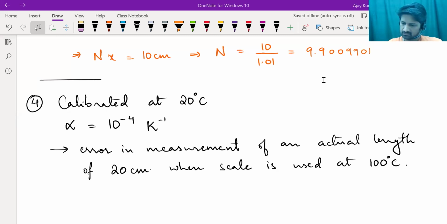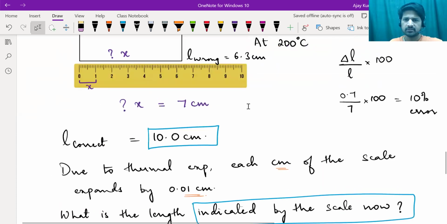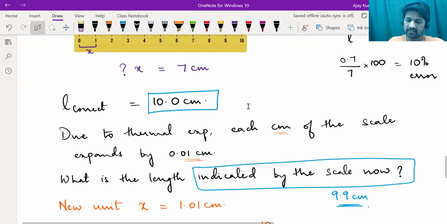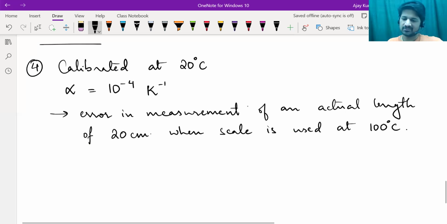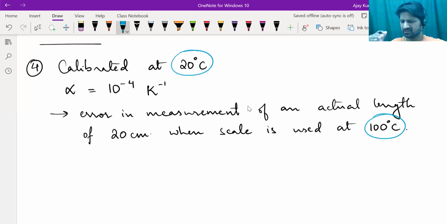Another answer I got is 0.992. See, there is a reason I made you solve the previous question. In the previous question, what we discussed is, if you know what is happening to each centimeter, then you can tell what will be the reading shown by the scale. My intention was for you to use that idea in this question now. So the scale is calibrated at 20 degrees and it is used at 100 degrees. Maybe if I had given 120, solving would have been much easier. I think I made it a little difficult for you.